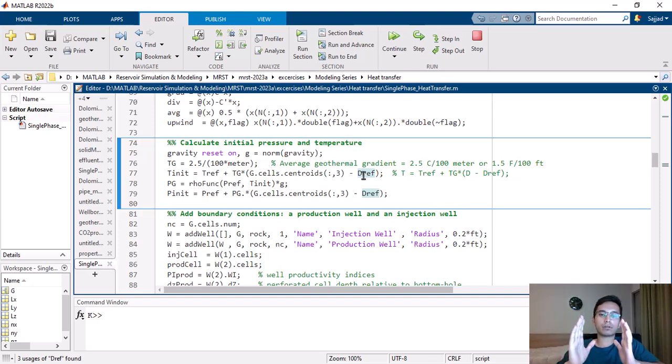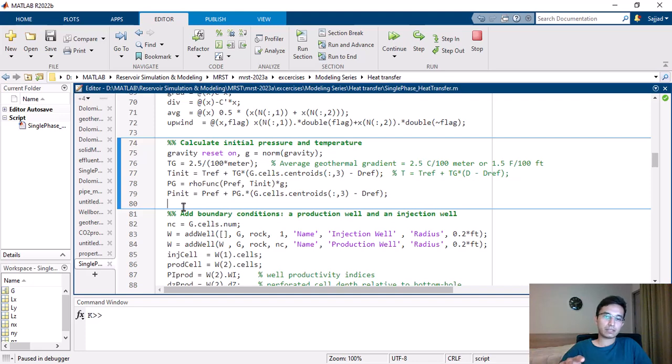Even if our porous medium has a dimension in the vertical direction, in other words, if the number of cells in the vertical direction is more than one, in that case, this also considers the geothermal gradient for the calculation of initial temperature. And it also considers the pressure gradient that we have in the vertical direction for the calculation of initial pressure in the porous medium.